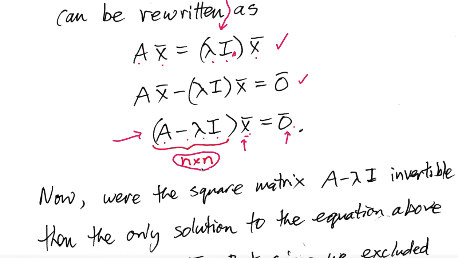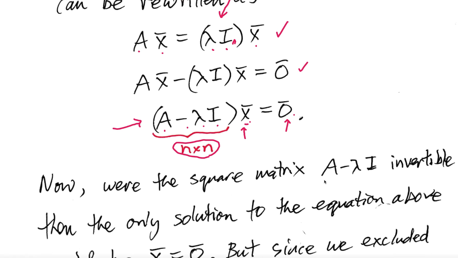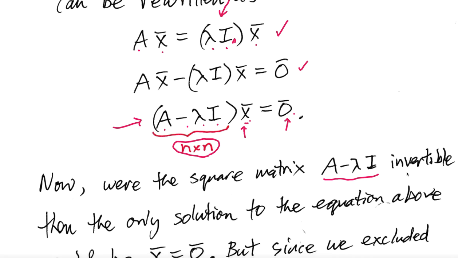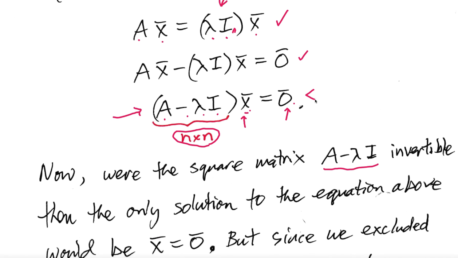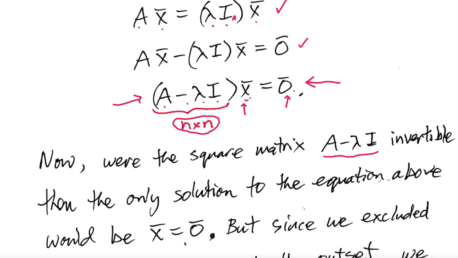Now, let me point out here, if this matrix A minus lambda I were invertible, meaning I have a multiplicative inverse, then the only solution to this equation would be x bar equals 0 bar, the 0 vector. Why? Well, we could solve this equation by multiplying on both sides on the left by the inverse, and we would isolate x bar on the left-hand side. But any matrix times the 0 vector is going to be the 0 vector, so we would draw this conclusion.